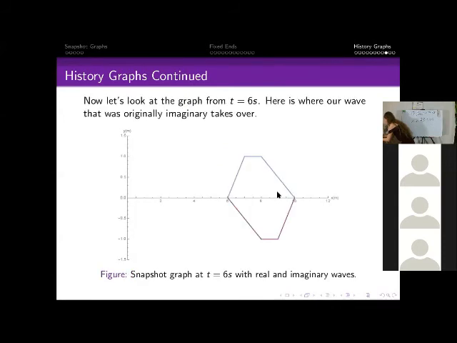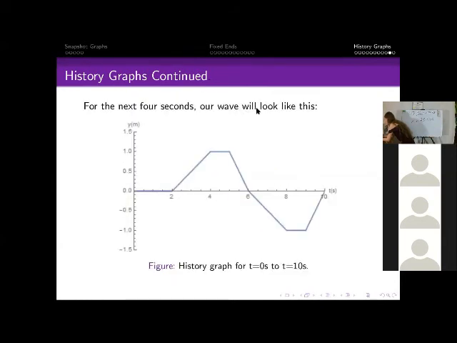Now what happens after 6 seconds? Well, the blue one's going to move past it. The purple one's going to be moving in this direction. So the purple one's going to be what's raising this point or lowering it. And so for the next 4 seconds, it's going to end up looking like this. So that would be a history graph for our wave.